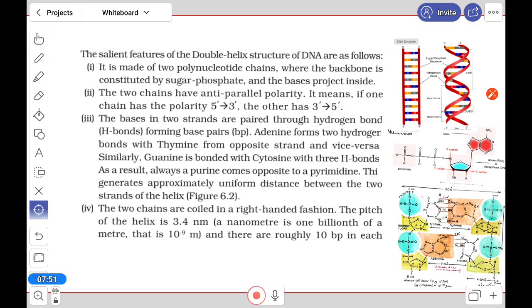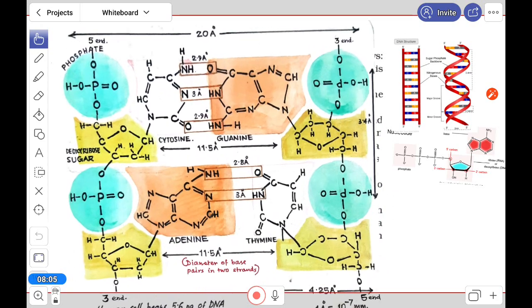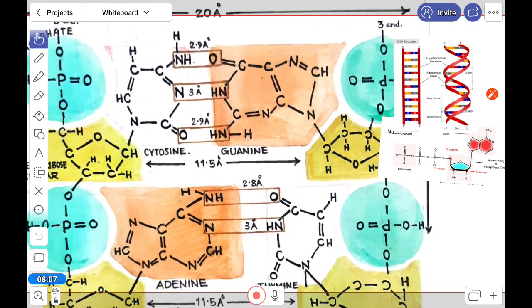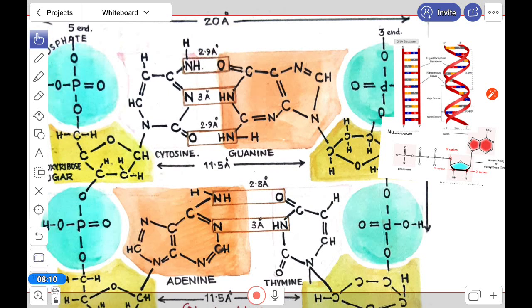Now next, the bases in the two strands are paired by hydrogen bonds, forming the base pairs. Let's see the same diagram once again. Look here: in between cytosine and guanine is the hydrogen bond. You can see the bond length also. There are three bonds between cytosine and guanine, whereas between adenine and thymine there are two. You can see the bond length also.